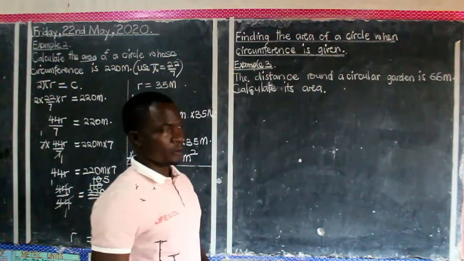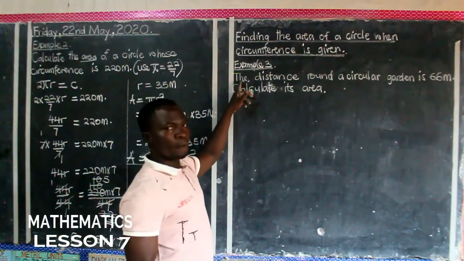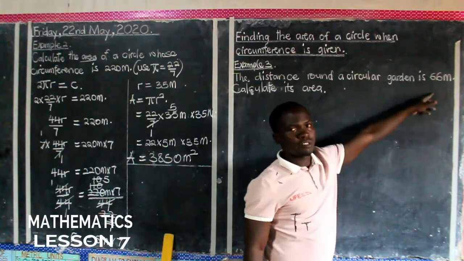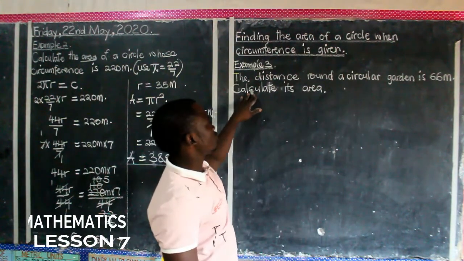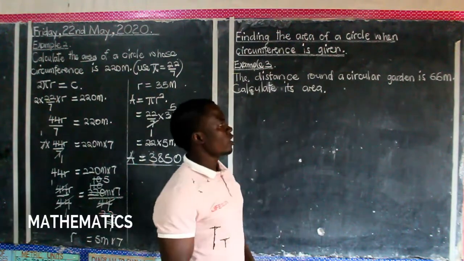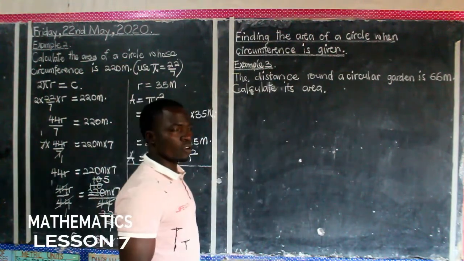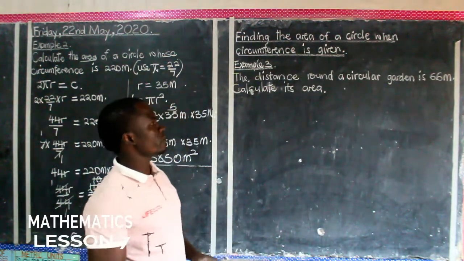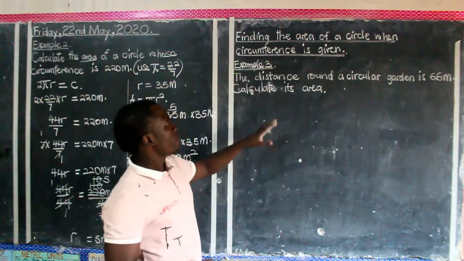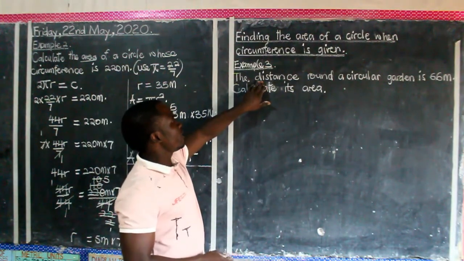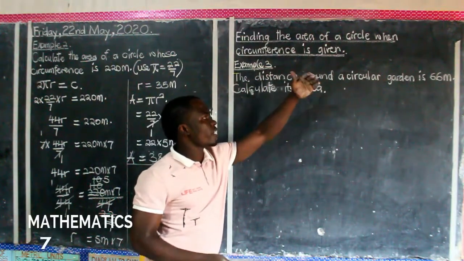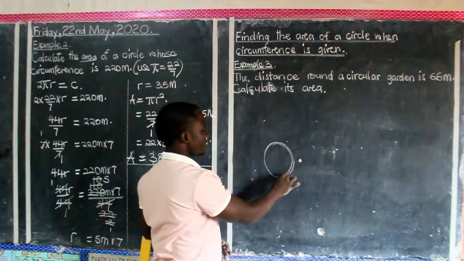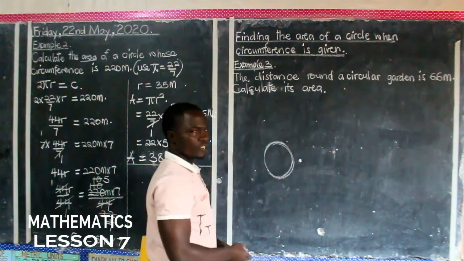Here is our example 3, and the question is, the distance round a circular garden is 66 meters. Calculate its area. If you look at our previous examples, they resemble this, but here they have given us the distance around a circular garden. The distance around a circular garden is the circumference. Okay? That's what they mean.